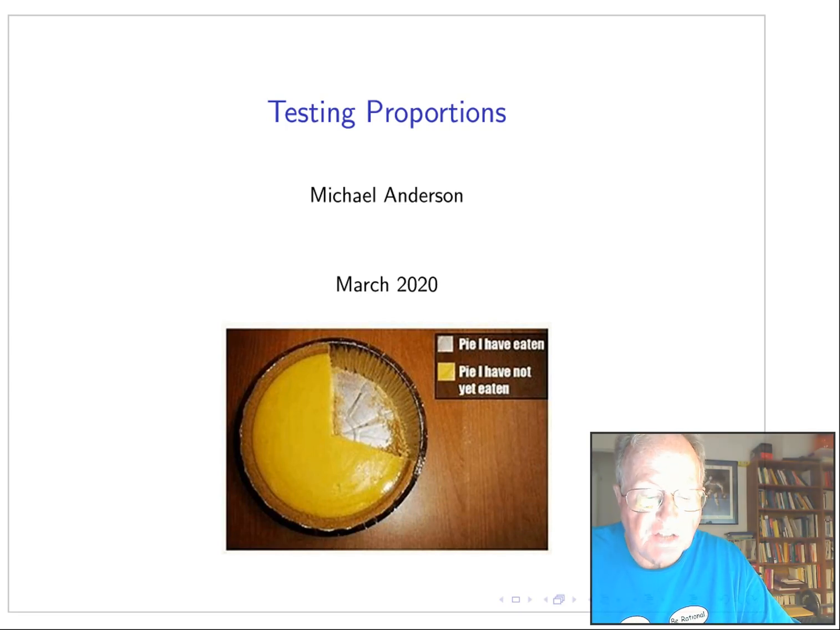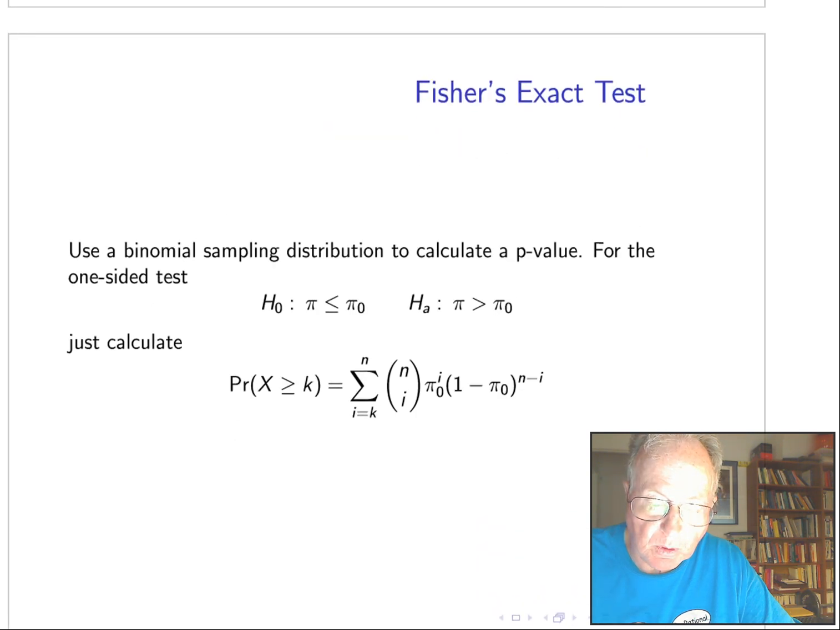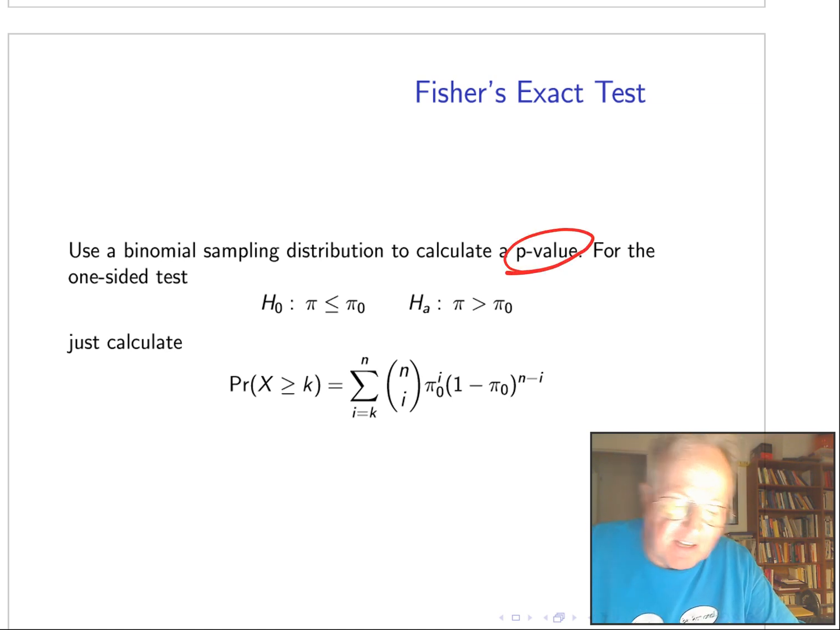The single sample test for proportion is a great example of how we can use either p-values or critical values in a hypothesis test. Let's start with the oldest version of a test on proportion, Fisher's exact test, which is going to use p-values.